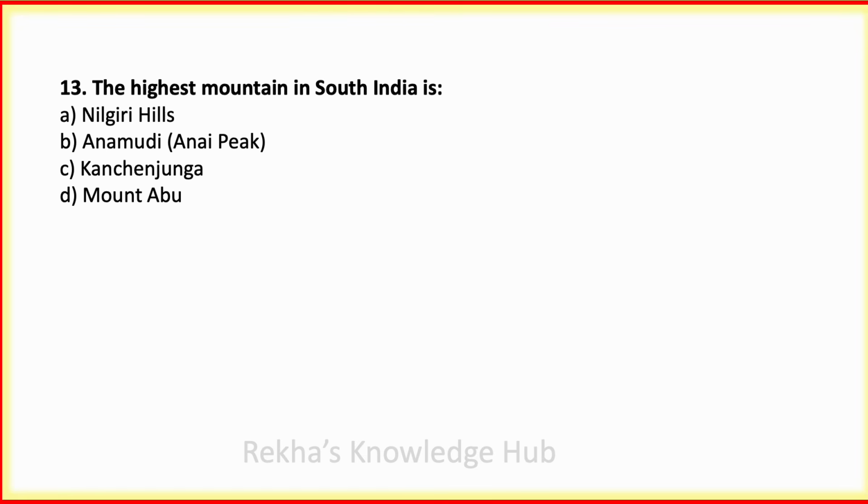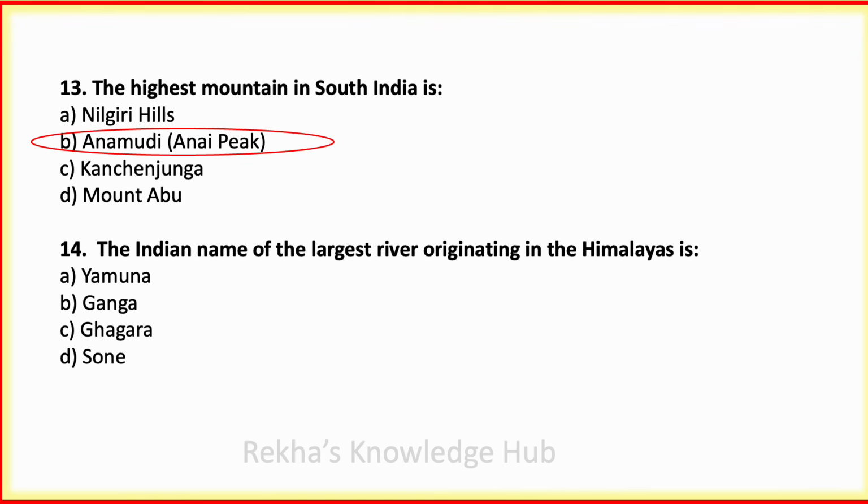The highest mountain in South India is: Nilgiri Hills, Anamudi, Kanchenjunga, Mount Abu. Which is the correct answer? Anamudi or Anai Peak. It is the highest mountain in South India. It is in Kerala. Next one, the Indian name of the largest river originating in the Himalayas is: Yamuna, Ganga, Ghagara, Son. Which is the correct answer? Ganga. Ganga is the Indian name of the largest river originating in the Himalayas.